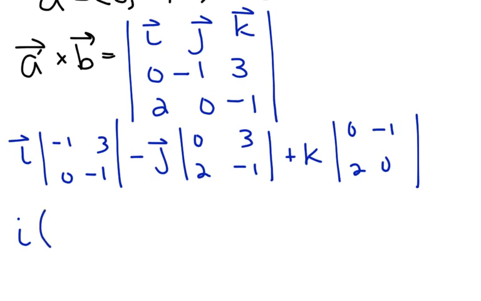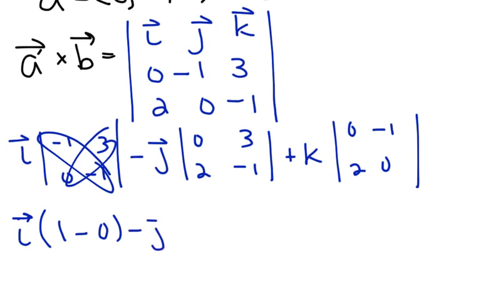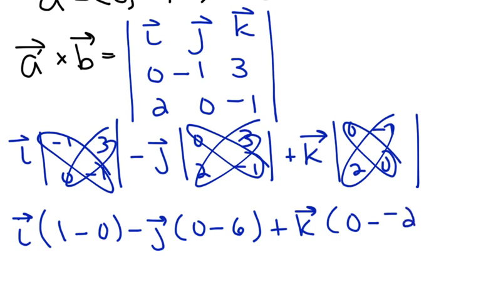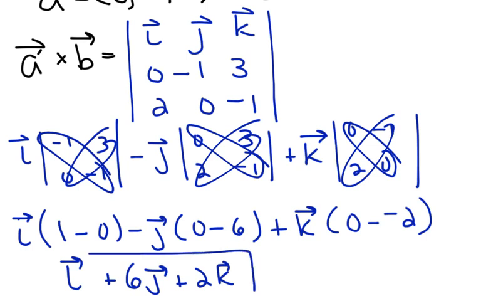Now I'm going to do the determinant. I'm going to do 1 minus 0, minus j, 0 minus 6, plus k, 0 minus -2. Make sure when you do your cross multiplication, watch your signs. So I'm going to get 1i plus 6j plus 2k. And that is the vector answer for the cross product.